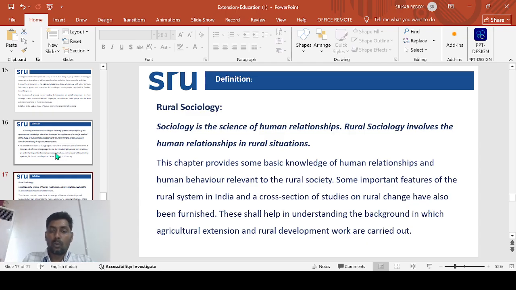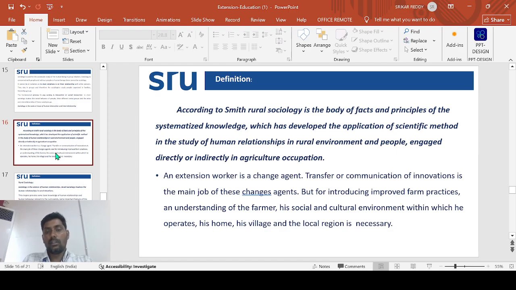rural sociology. One more definition of rural sociology: according to Smith, rural sociology is a body of facts and principles of systemized knowledge. Systemized knowledge and facts are always about science. So it is a body of facts and principles of systemized knowledge which has developed from the application of scientific methods. Whatever the proven facts are, those things are applied, in the study of human relationship.